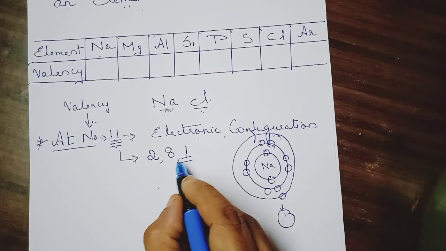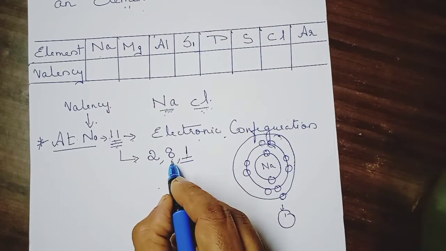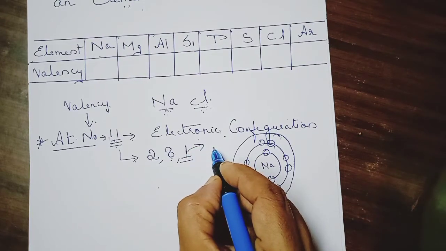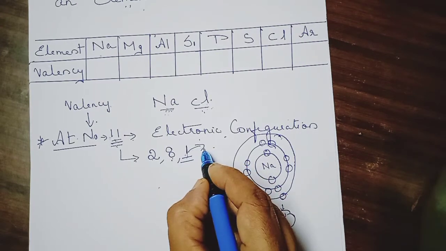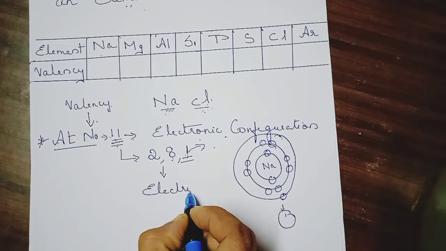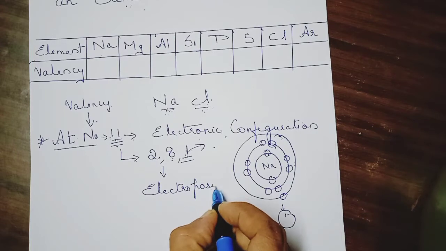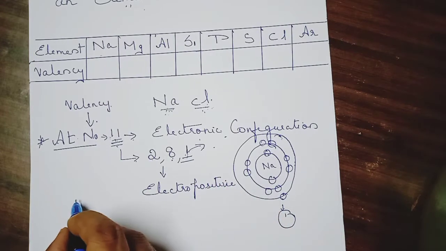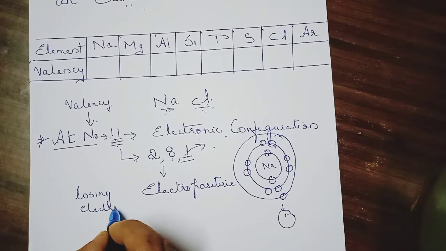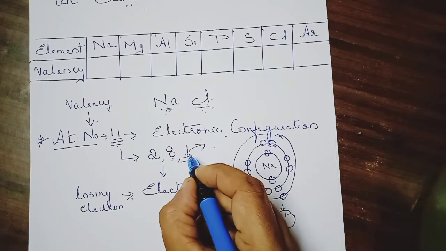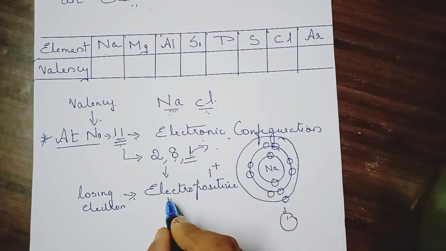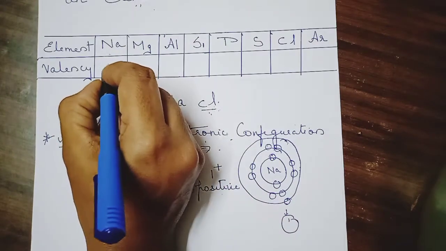Now, in order to attain its octet, it has to lose its electron, that is, give 1 electron. Giving an electron means its nature is electropositive. That is losing an electron, so the charge will be plus 1. So 1 plus, that is electropositive. So the valency of sodium is 1.